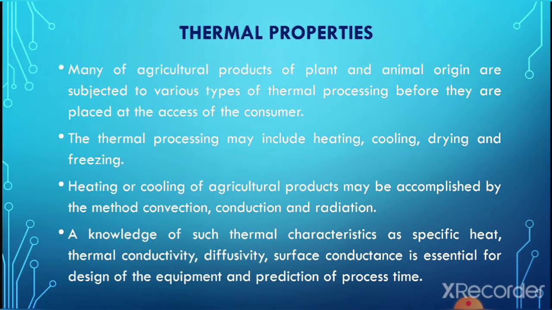Heating or cooling of agricultural products may be accomplished by the method of convection, conduction and radiation. So in order to transfer heat to the product or agricultural commodity or any type of commodity, three modes of heat transfer are there, that is convection, conduction and radiation. A knowledge of such thermal characteristics as specific heat, thermal conductivity, diffusivity, surface conductance is essential for design of the equipment and prediction of process time.